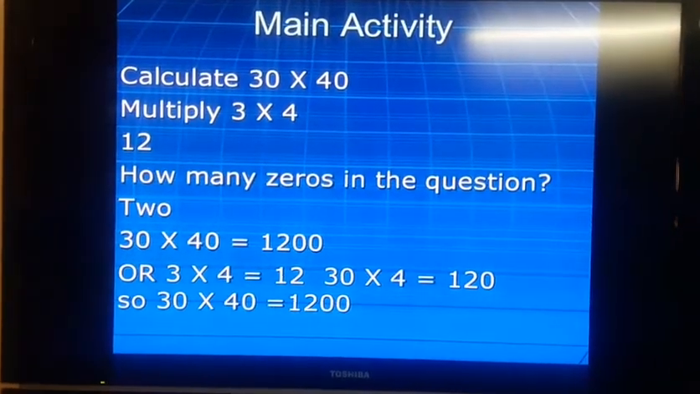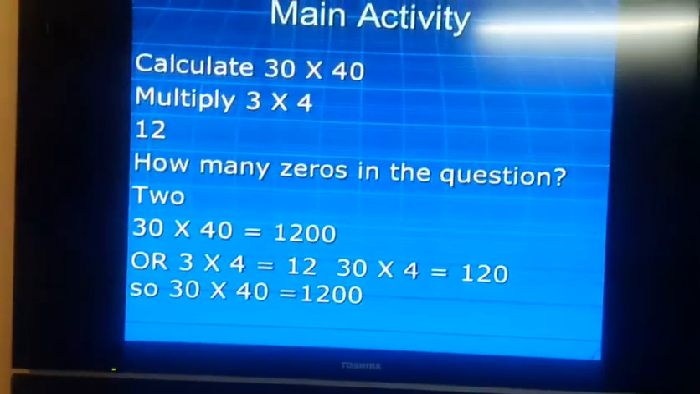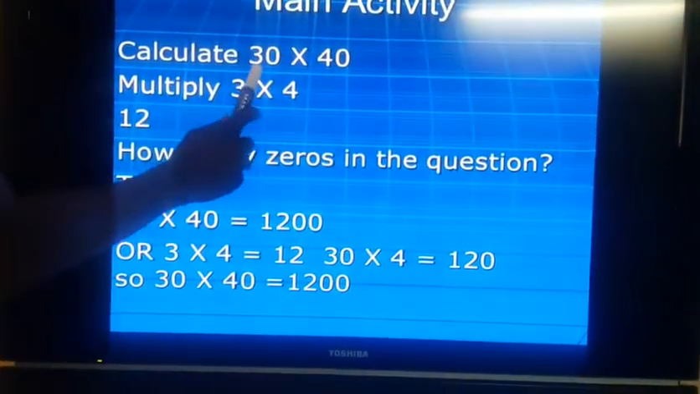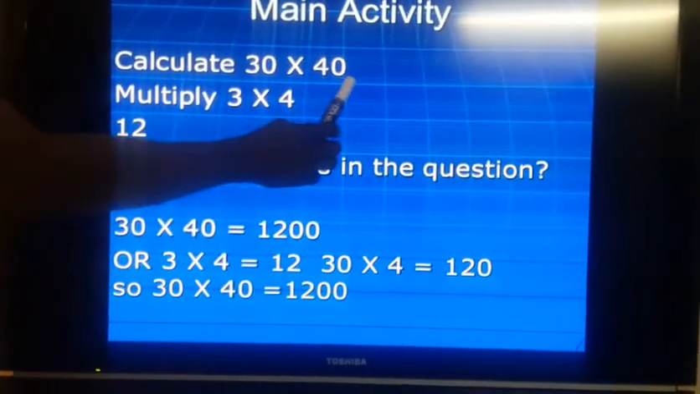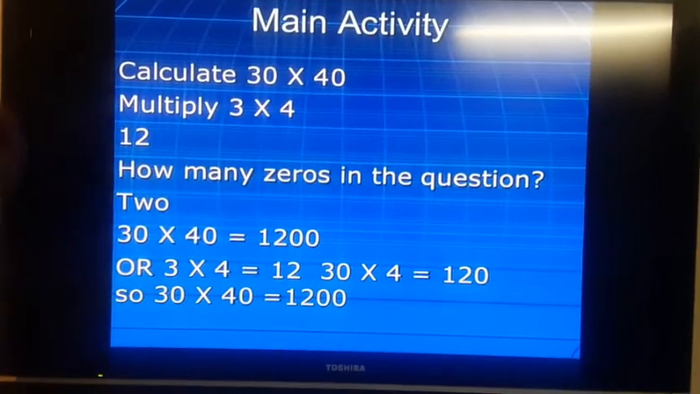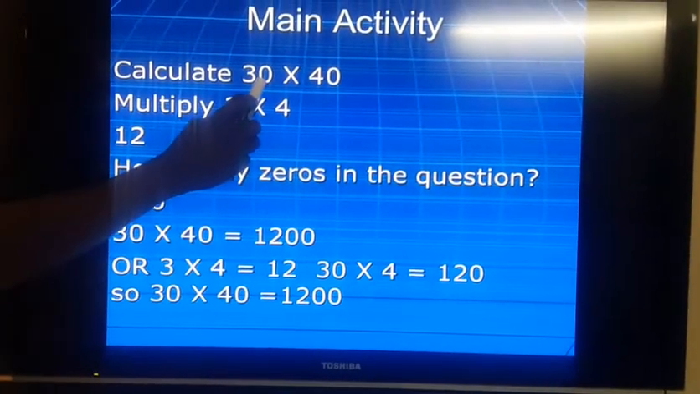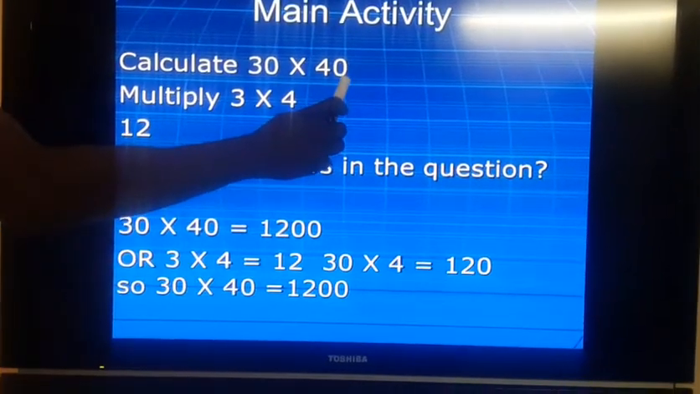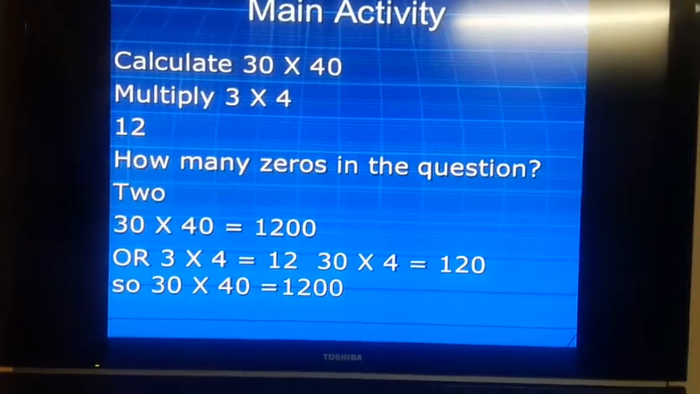Now I want us to try another activity. Calculate 30 times 40. Now what we are going to do is to bring the whole numbers. So we have one 0 here, and another 0 here. So that means that this question has 2 zeros.